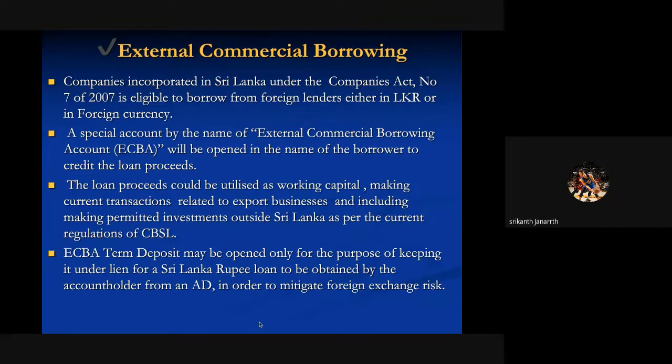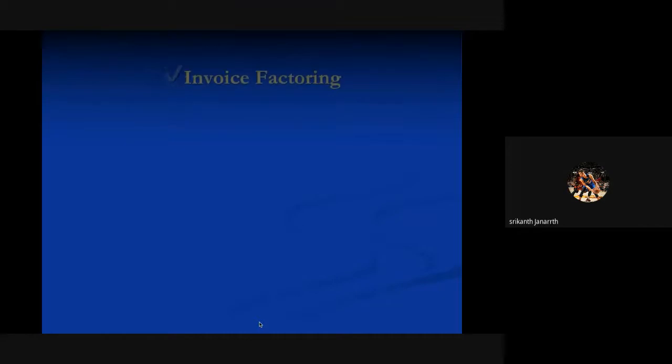So that is how, as a borrower, you can mitigate the risk: ask the bank to keep the external commercial borrowing in a fixed deposit in euro currency, against which you can borrow rupees, so that you are not subject to exchange rate fluctuation. That is all about external commercial borrowing.